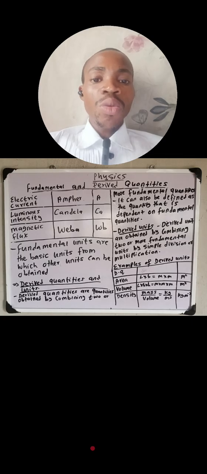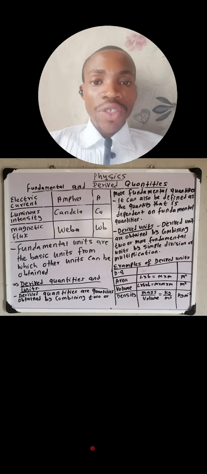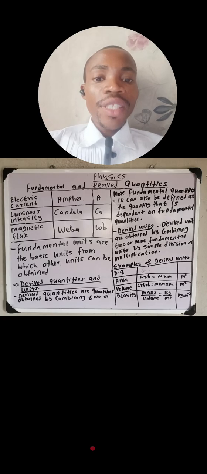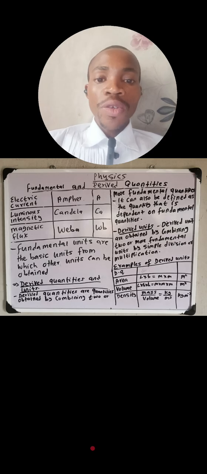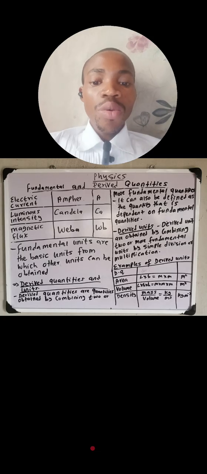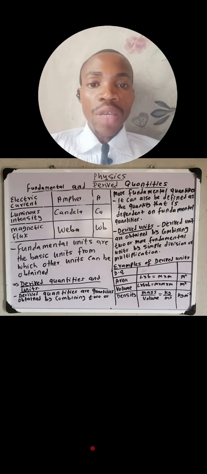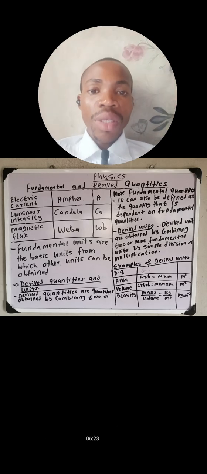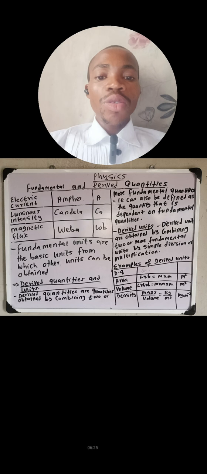Now, let's also go to derived units. As the name implies, derived units. These derived units are obtained by combining two or more fundamental units by simple division or multiplication. I don't know if you are getting me. Now, we'll be going into examples of derived quantities.